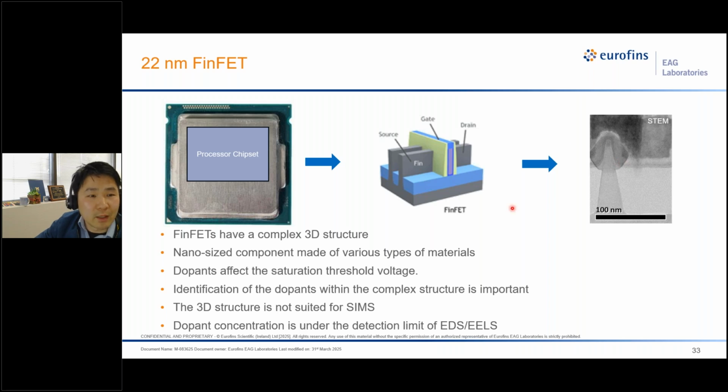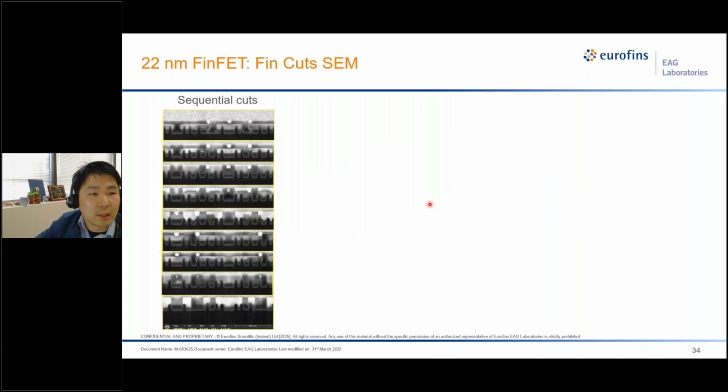So this is indeed a very complicated structure, and we need to first understand the structure. We take many cross-section cuts along the fins, and these are sequential cuts at 30 nanometer intervals. You can see the fins exposed in the cross-section. The number of fins is different from one cut to another, and the shape of the fin also varies, indicating it's cutting through different types of structures in the FinFET.